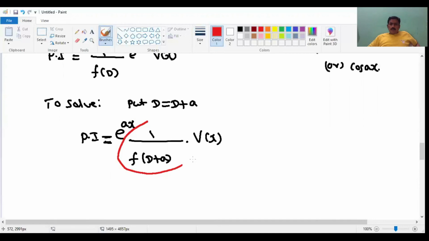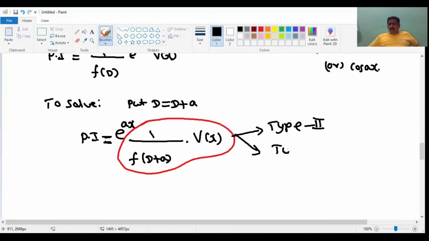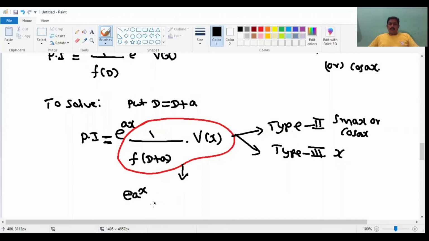Then this term comes under either type 2 or type 3. If this v of x is in the form of sin ax or cos ax, it is type 2. If v of x is of the form x, it will be type 3. Using type 2 and type 3, we can solve. Then we can multiply it by e power ax. That is our required PI value.